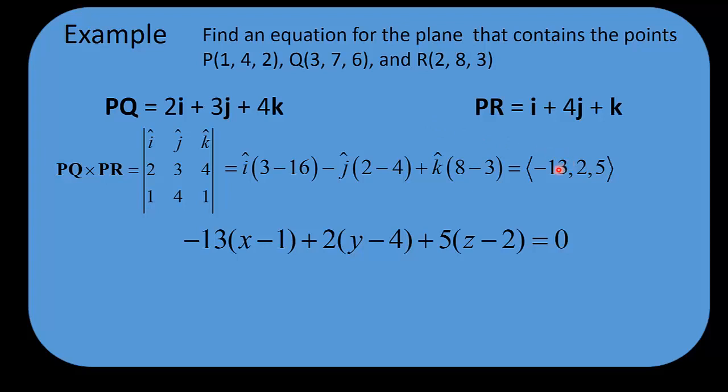So let's see what we've got here. We've got negative 13, I put it there. Notice where the vector components go: negative 13, 2, and 5. So we get negative 13 times x minus 1, 2 times y minus 4, and 5 times z minus 2. Now if we work this all out, we get negative 13x plus 2y plus 5z, and then minus 5 for the final answer. And that is how we can get an equation for a plane.